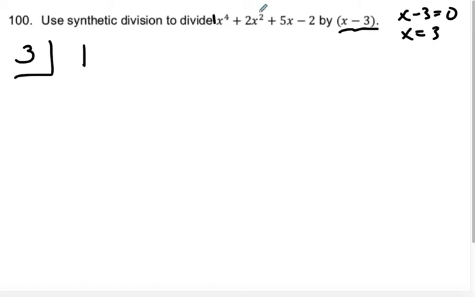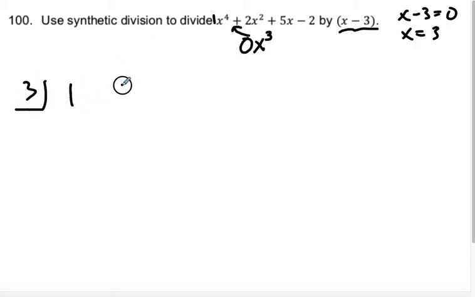All right. Now notice here that it jumps from x to the fourth power and then it jumps to x to the second power, which means there was x to the third power in between. If it's not there, the coefficient there is 0. So that's why I placed a 0. Let me bring this down so I have enough space to use. So that's 1 and then 0.